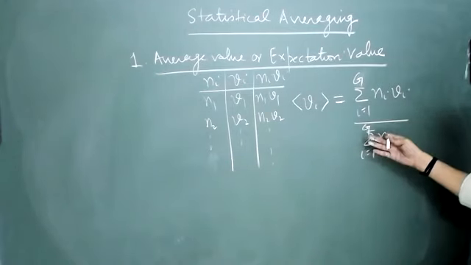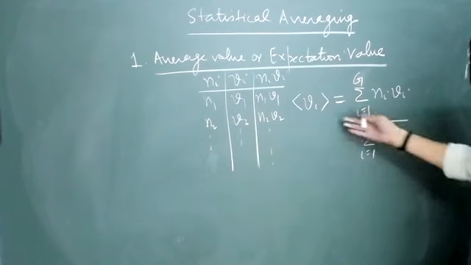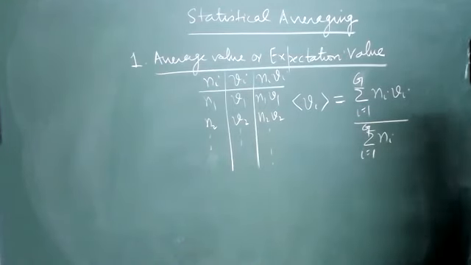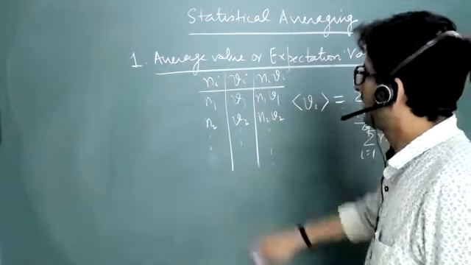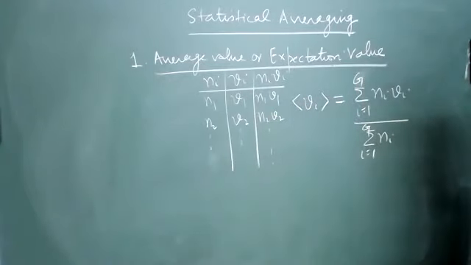The same thing can be done with an integral also. Right now this is a discrete quantity, so I am writing it as a summation. The same thing can be done with an integral also. And this is called the expectation value or average value of a quantity, and here that quantity is velocity.